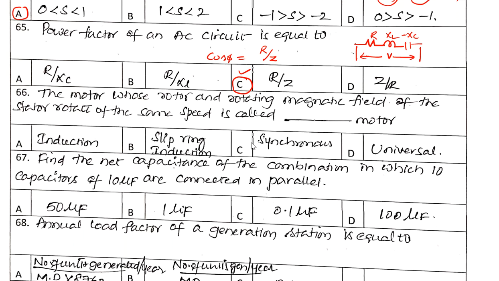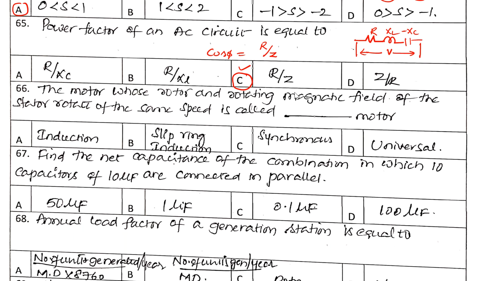Okay. Next one. The motor whose rotor and rotating magnetic field. This question is very important. The motor whose rotating part and the rotating magnetic field of the stator. So 2 points are given. One is physically rotating, another one is stationary but, from an imaginary point of view, it's rotating, the rotating magnetic field of the stator. Rotates at the same speed is called dash motor. Yes, the answer is synchronous motor. Suppose different speeds, we can say induction motors, that's called slip speed. Okay, option C will be the right option. Other options are slip ring induction motor, universal motor.